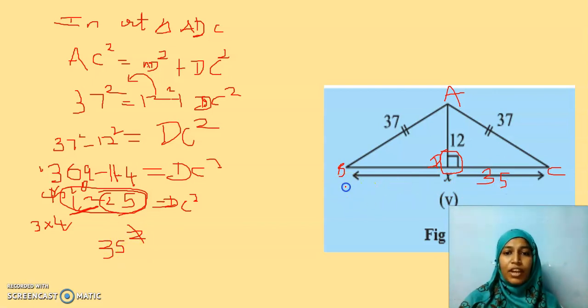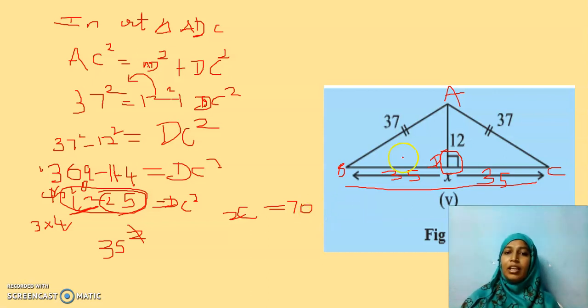No. They have asked us to find the value of BC fully. So 35 plus 35. What is 35 plus 35? 70. 70 is the value of X. X is equal to 70. Is it clear, my dear children? I have not used any centimeter, anything, because even they have not mentioned anything. If they have mentioned anything, units is a must. Okay. Shall we move to the next question?